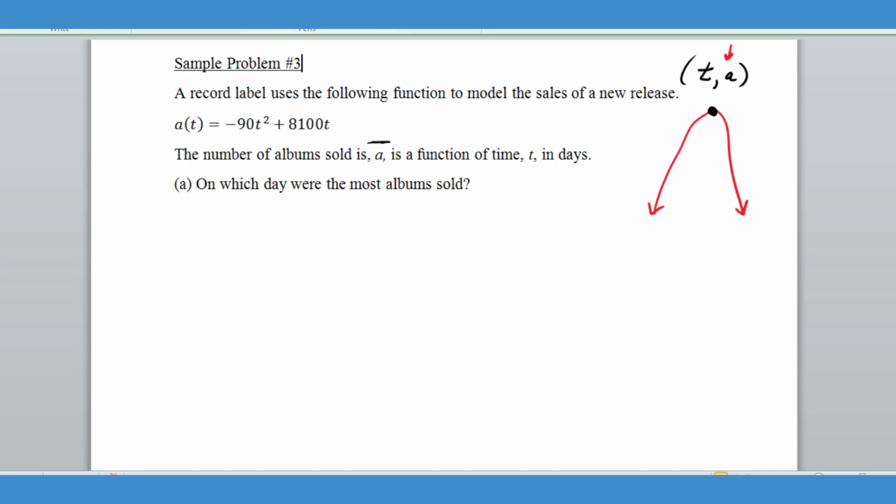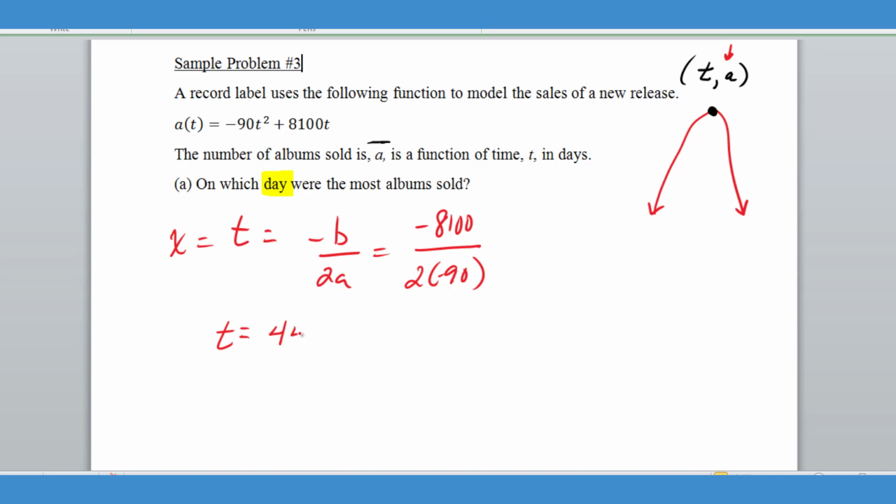Okay, so it says which day were the albums sold. So basically the T represents the day that's matched up with that A on the vertex. And so we're going to simply say X equals, and of course that's our T, -b over 2a. And so we can see that this is going to be -8100 over 2 times -90. And of course our T here is going to equal 45, and of course that represents the number of days. So on our vertex, the T is going to represent 45 days.